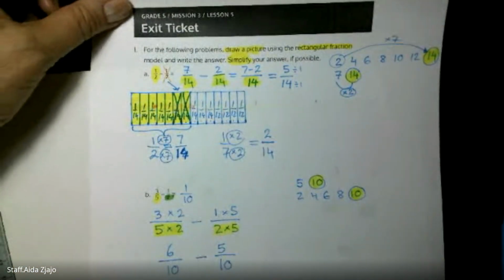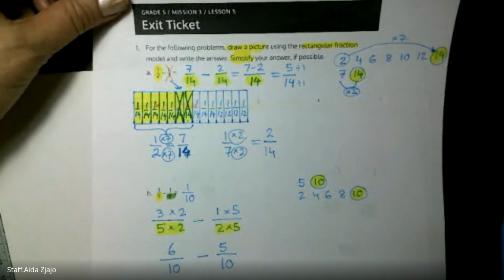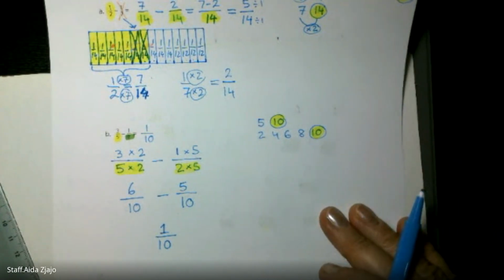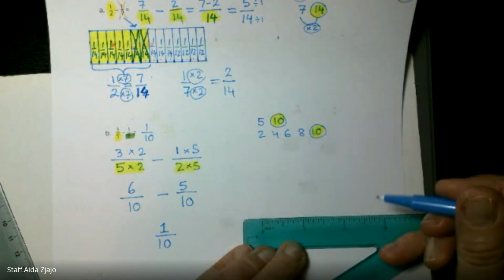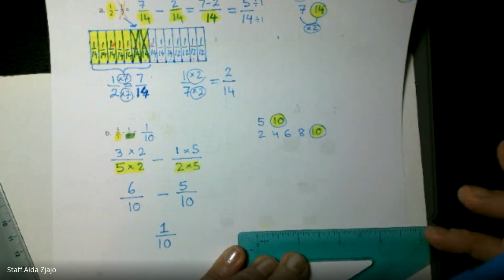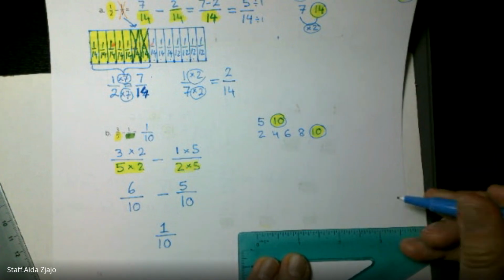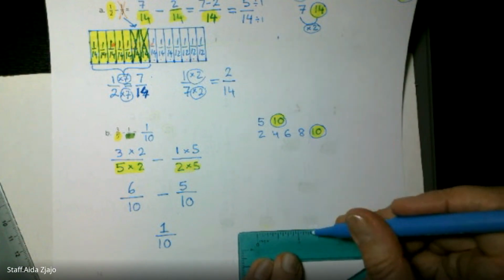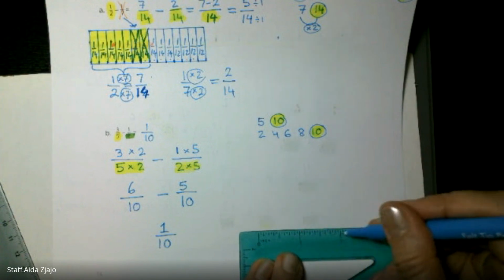Okay, this was our exit ticket, lesson 5, mission 3. If you'd like to show the model, you can also do that. Okay, let's see if I did this. That is 3/5. Okay, this is 1, 2, 3, 4, 1, 2, 3, 4, 5.